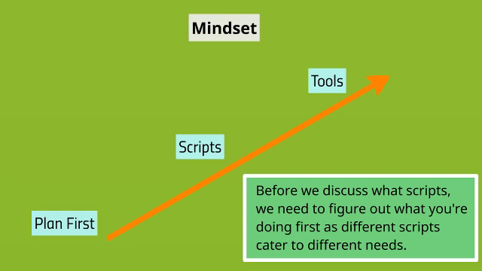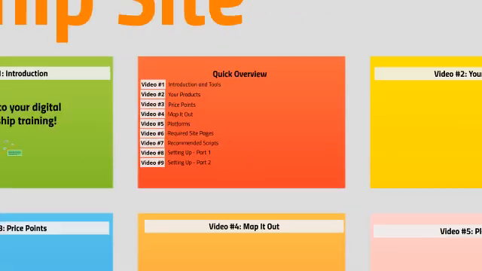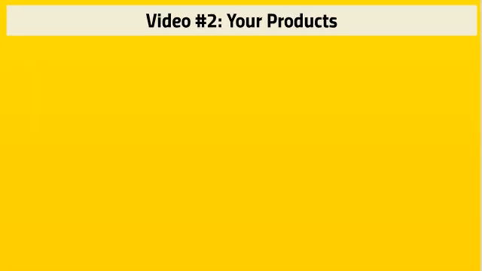But for now, I just want you to think about: what are you selling? What is your price point? And essentially, what is the value that you're going to give to your customers? If you think there first, everything else should fall in place. All right. So let's move on to video number two and talk about your products.